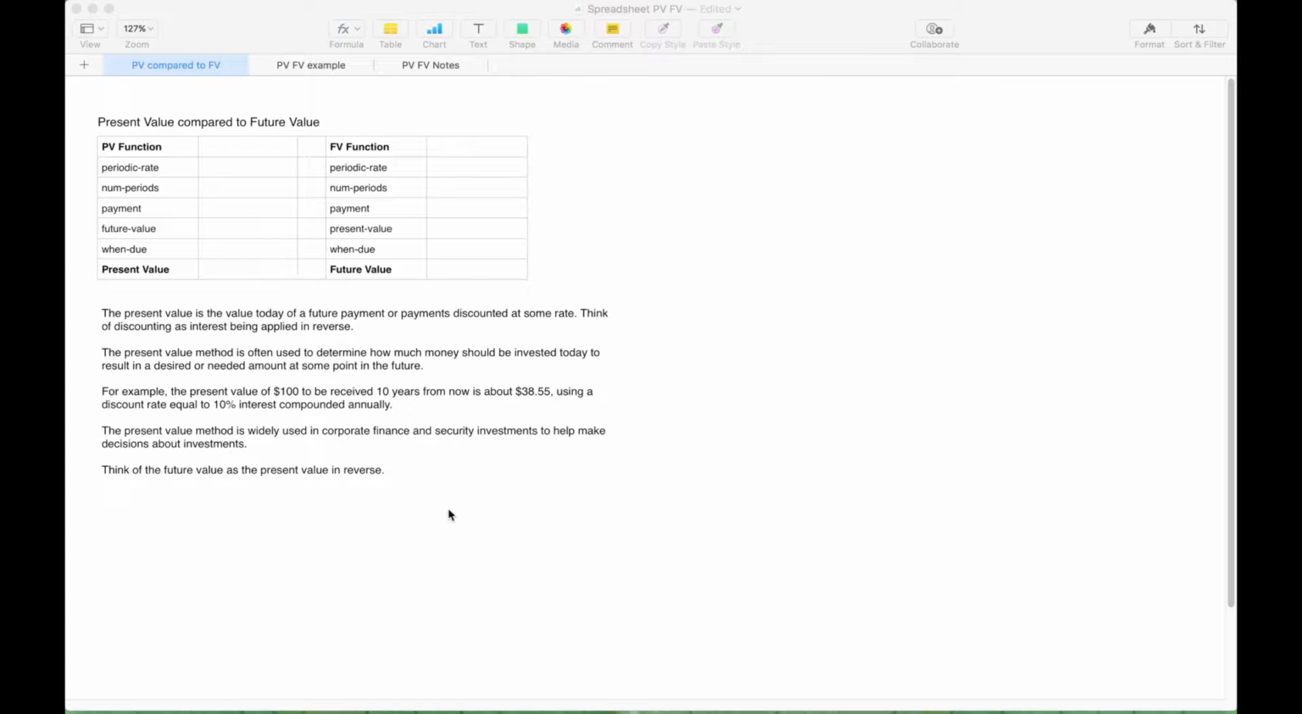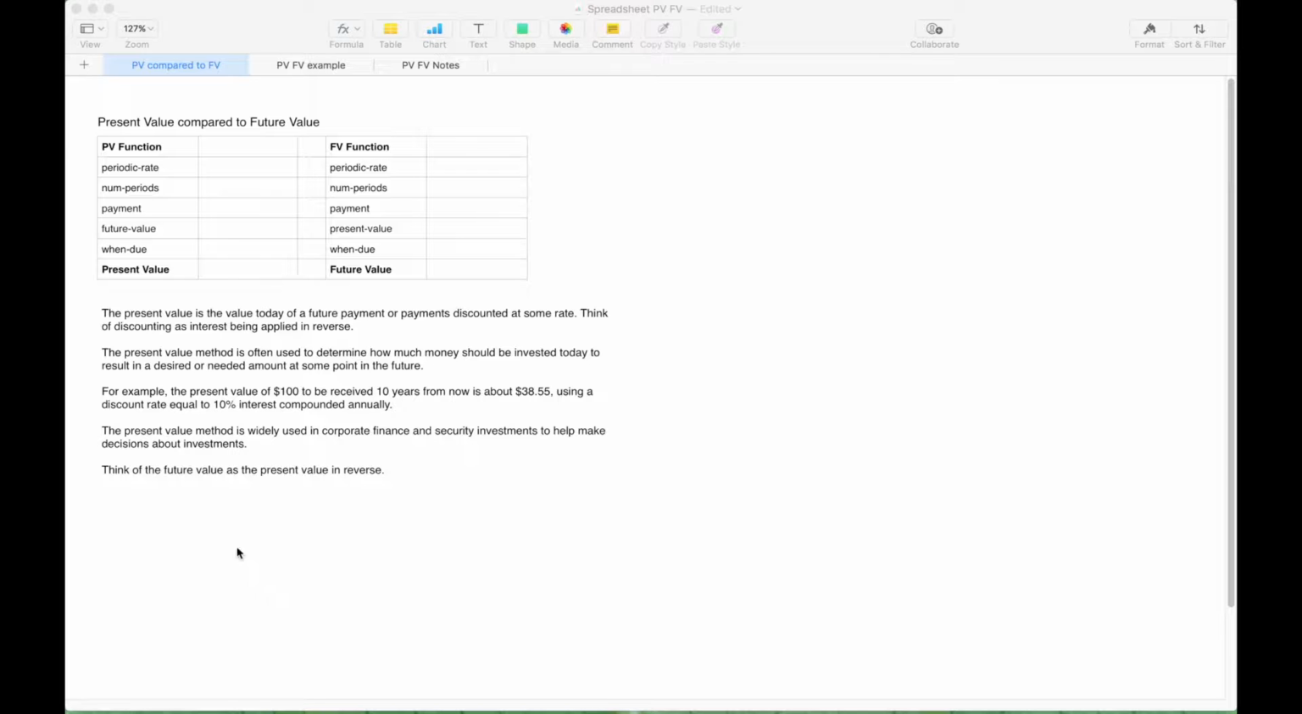So for example, the present value of $100 to be received 10 years from now is about $38.55 using a discount rate equal to 10% interest compounded annually. Or another way to think of that is you would need to invest $38.55 today in order to receive $100 in 10 years using an interest rate of 10% compounded annually. The present value method is widely used in corporate finance and security investments to help make decisions about investments.